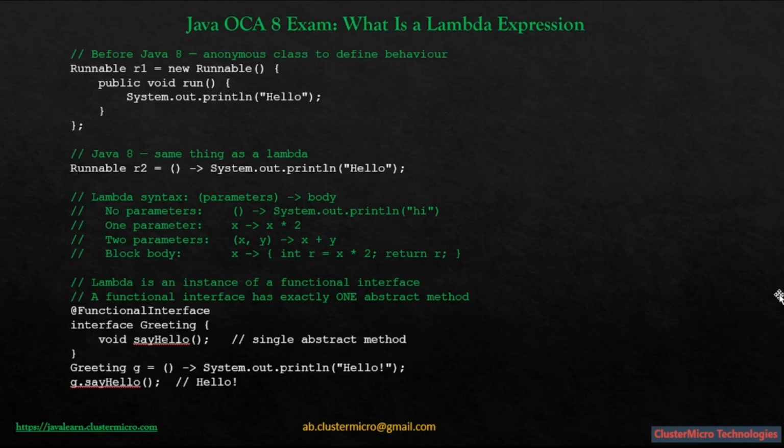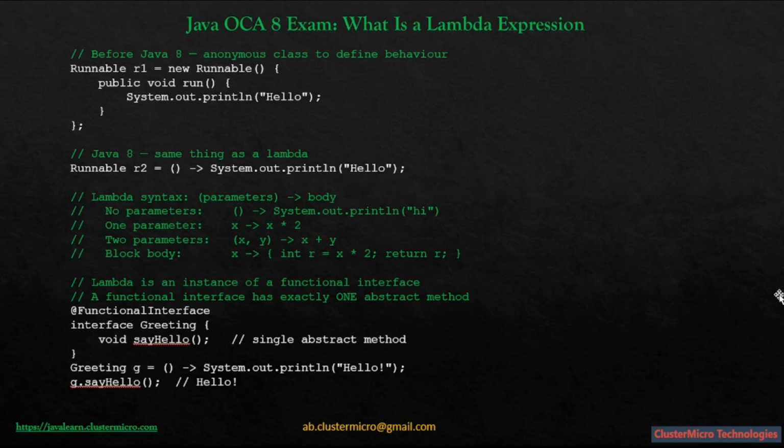Now, functional interfaces. Lambdas work only with functional interfaces. A functional interface has exactly one abstract method, and the lambda provides the implementation of that method. The @FunctionalInterface annotation is optional, but it helps the compiler enforce this rule. With type inference, you usually don't need to write parameter types. The compiler figures them out automatically from the context. So the key idea is that a lambda is a short, clean way to pass behavior.